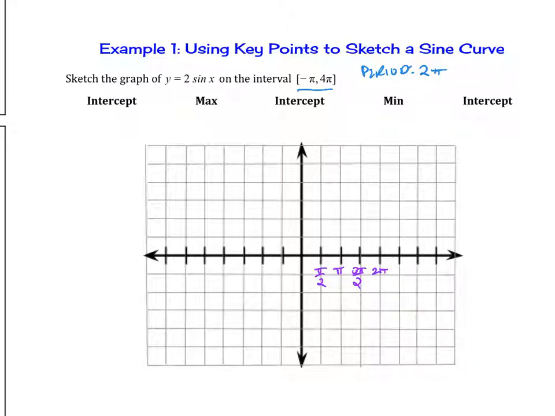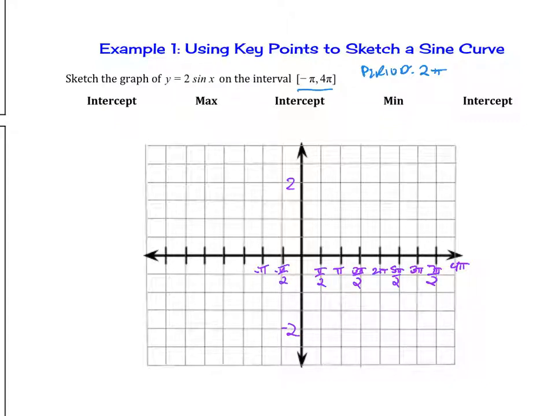Now I know I need to go to 4 pi. So 4 pi is here, and then 3 pi is here. This is 5 pi over 2, and then this will be 7 pi over 2. Then we need to go back to negative pi. So negative pi over 2 and negative pi. You can just mirror it from the positive side. So we know that our max is 2. So I'm going to go ahead and label 2 up here and negative 2 down here. I'm just scaling it to stretch it out a little bit.